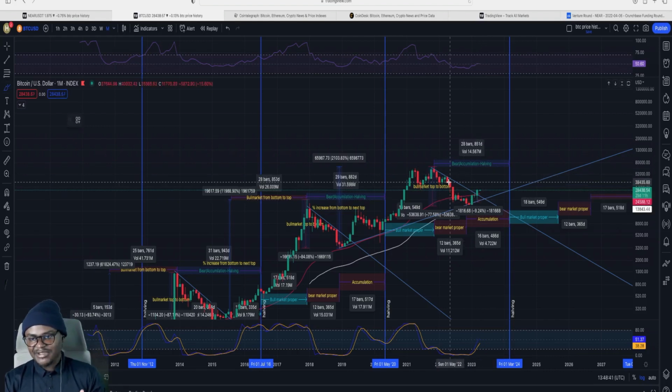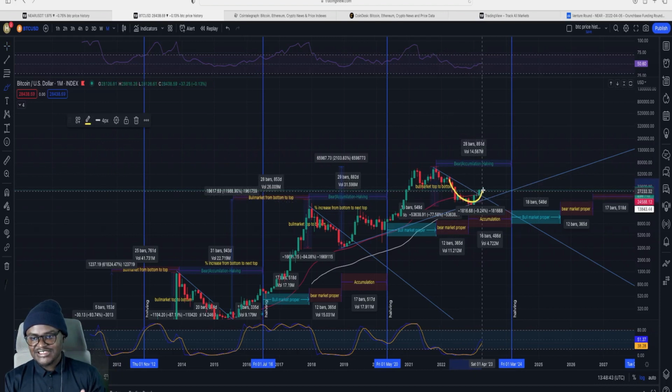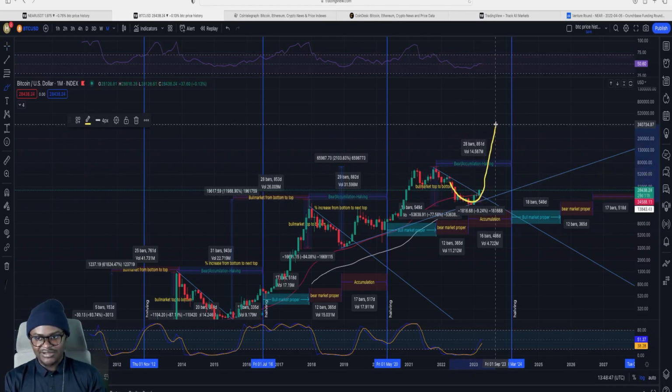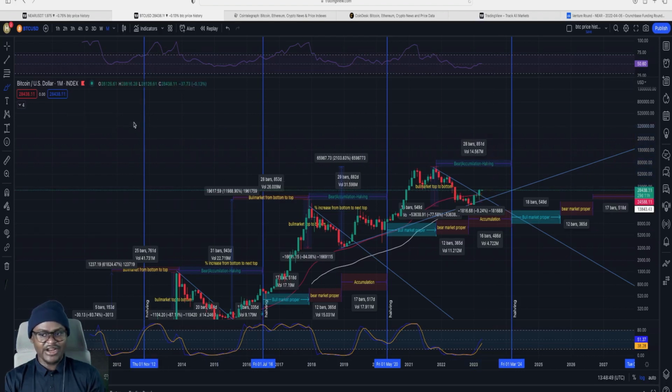That will be too late, because if this thing completed this type of structure, many people will be like, oh, it's just going to rocket up. No, that's the time where I will be running away. Because it will be meeting back this resistance right here. This is the critical point. This is where I think everybody who bought in right here will be at break even.